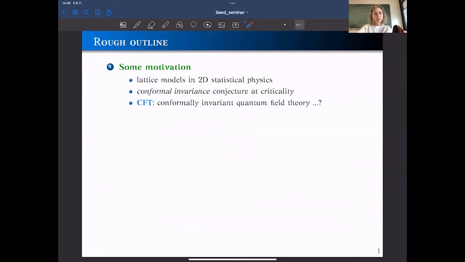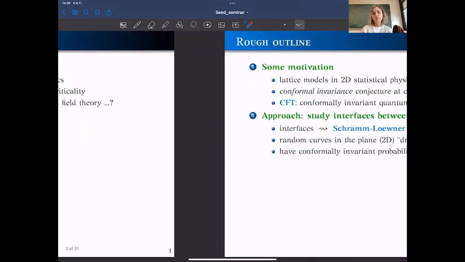For the outline, first is my motivation to study these things. It partially comes from statistical physics in the plane, some lattice models like the Ising model, especially at their critical points. At the critical points, we expect conformal invariance in the models when we take a scaling limit. That's how conformal field theory should come into play, and we want to understand this mathematically.